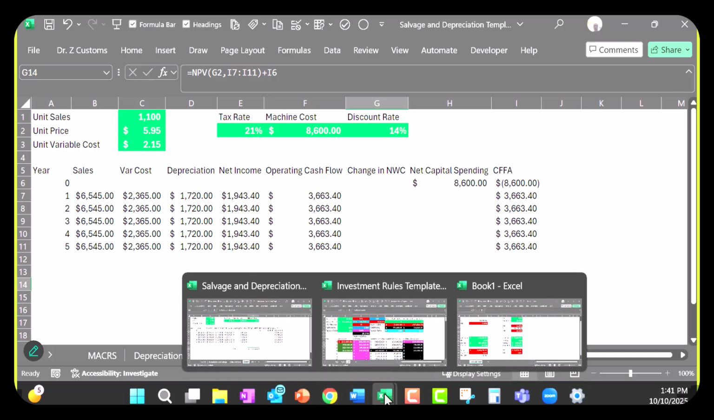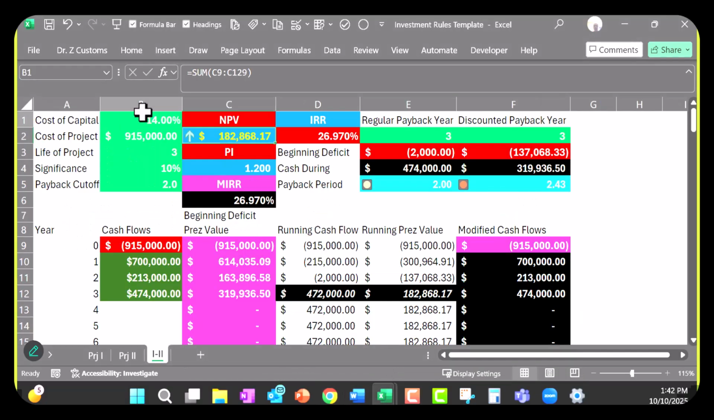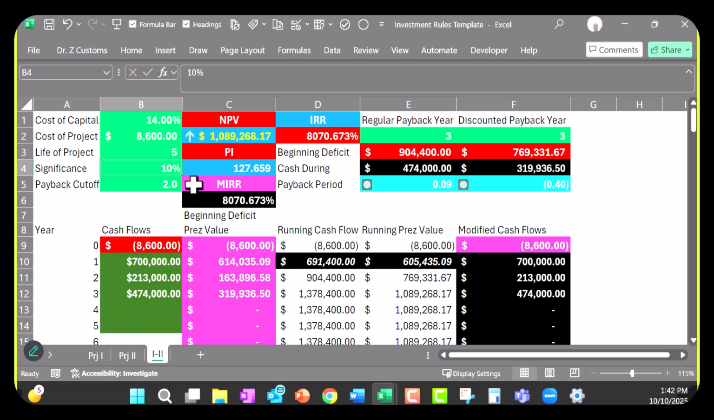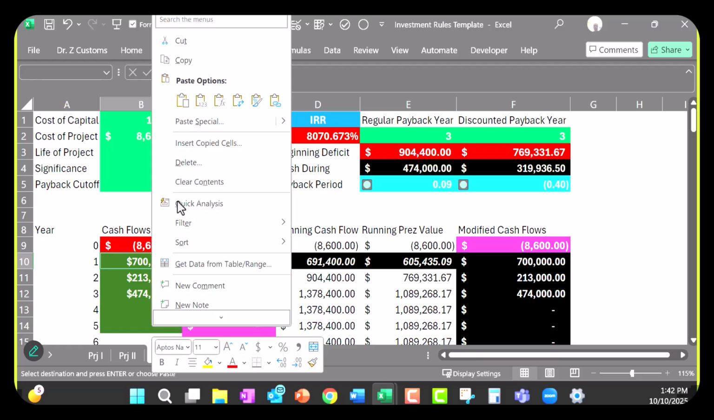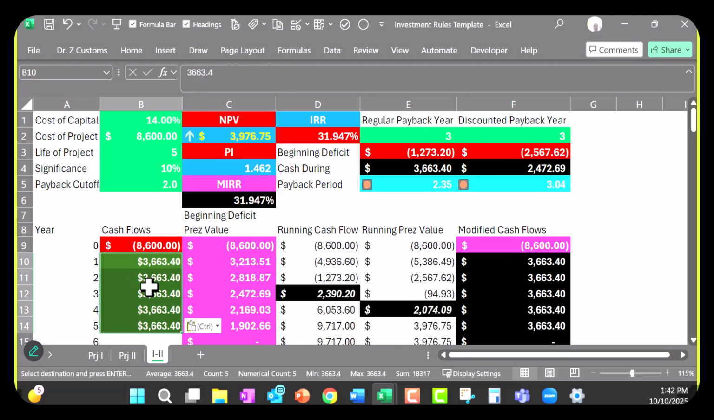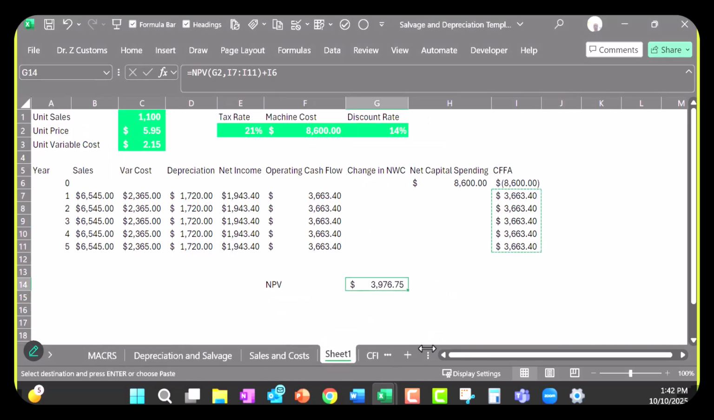Alternatively, we could go ahead and use our template. 14%, cost of project is 86. I'm going to make money for 5 years, and these are the cash flows. Let's paste the values. Either way, we get our NPV, 3976 here. Whichever one is more convenient for you.